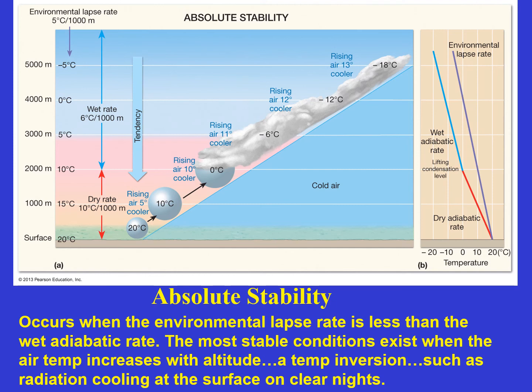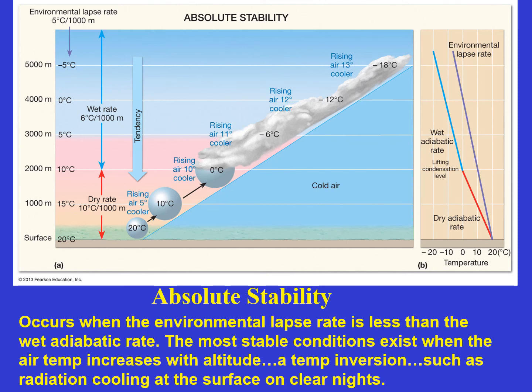Absolute stability occurs when the environmental lapse rate, which again is an average and can vary a little bit, is less than the wet adiabatic rate. The most stable conditions exist when the air temperature increases with altitude, a temperature inversion. And when can that happen? These things are pretty temporary. They don't stick around all that long. But sometimes you can get a temperature inversion if you have intense radiation cooling at the surface on clear nights, when you don't have cloud cover there to help trap that heat.